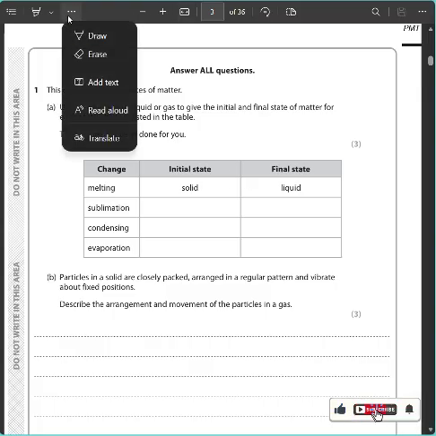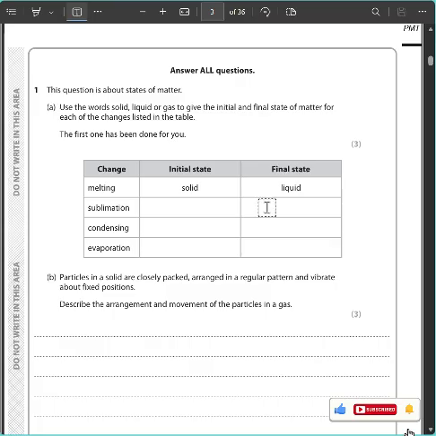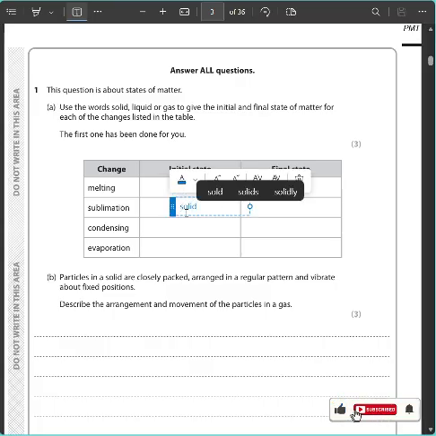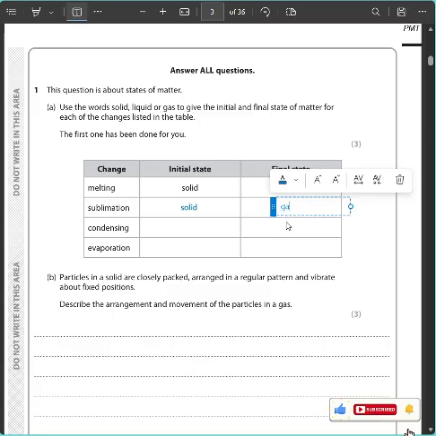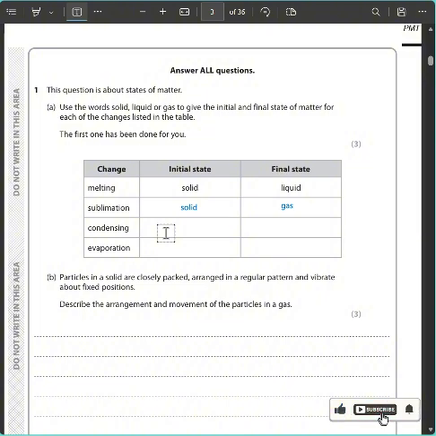Okay, and the next one, sublimation. In sublimation, we know that the initial state of matter will be solid and the final state will be gas. Condensing is gas changing into liquid, like converting gas into liquid. And evaporation is the changing of state from liquid to gas.